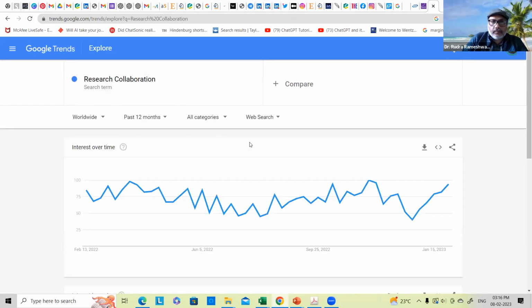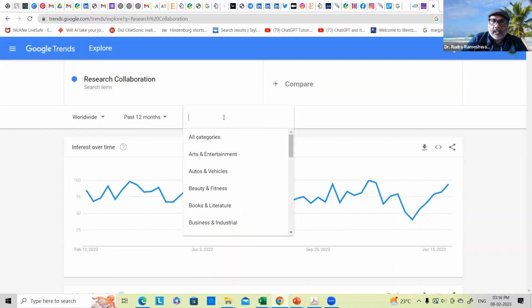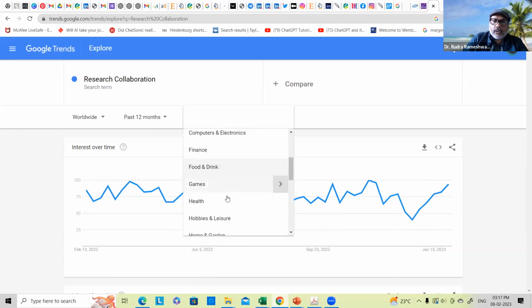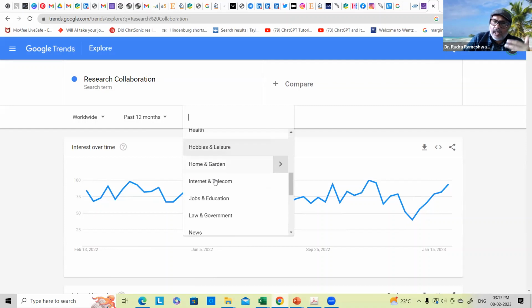This is, you see. So 23 means we are here. Again, you can see, I think we can consider February 2023. So it's a one year pattern if you see. So this is Google Trends, because Google is the powerful search engine. Here you can see worldwide in all categories. What are those categories, guys? Art and entertainment, auto vehicles, beauty and fitness, business, and books and literature. Health is there, including everything, right?